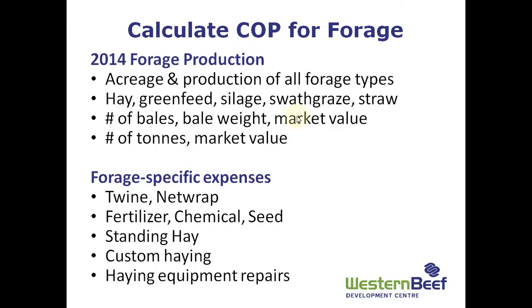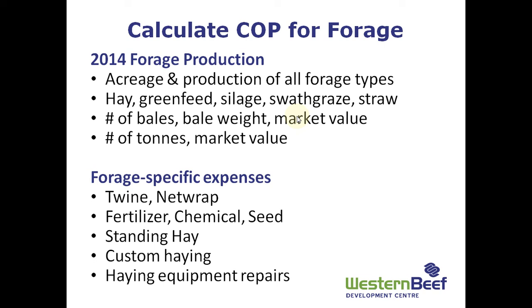If you want to do cost of production for your forage enterprise, if we're looking just at the 2014 forage production, you'll see in the calculator that you'll report your acreage and production for each of your forage types. So your different types of hay, if you have an alfalfa hay or an alfalfa grass mix hay, green feed, silage, swath graze, and also include in this tool your straw production. You'll report how many bales, your bale weight, and the market value of that forage, or you can report your number of tons and the market value.